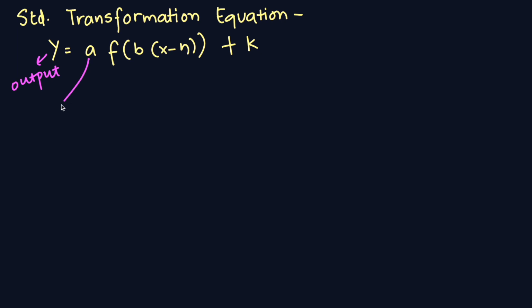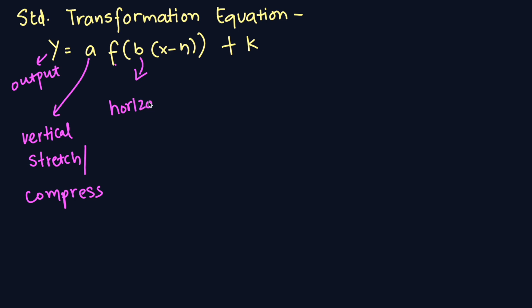Then we have A. A is going to tell you about the vertical stretch or compression, whether your graph is going to vertically stretch or compress. Then we have function of B. So B is going to tell you about the stretch and compression as well, but the horizontal. So B will tell you about the horizontal stretch or the horizontal compression. I'm not going to write it complete.